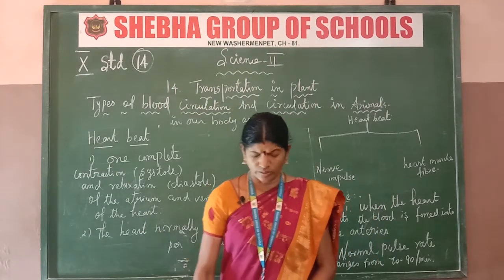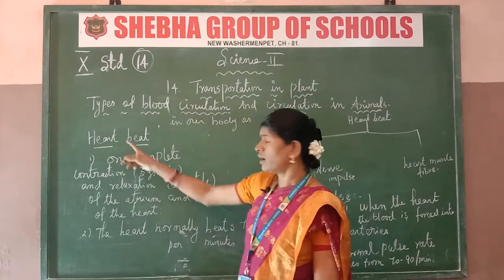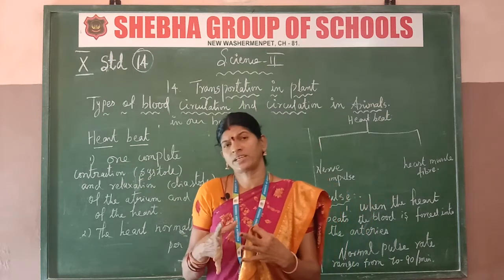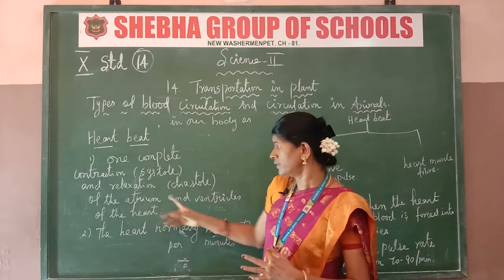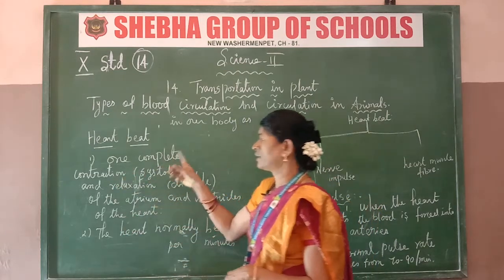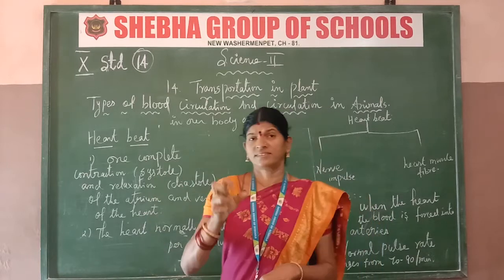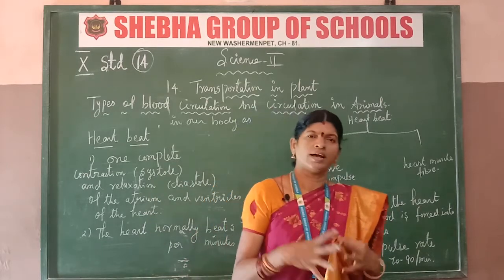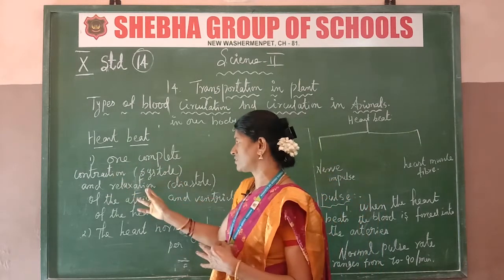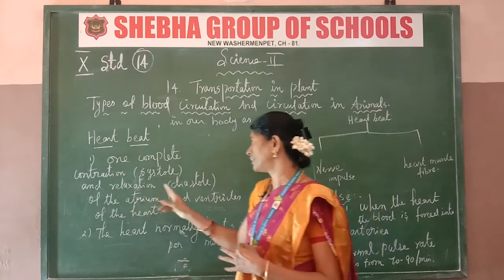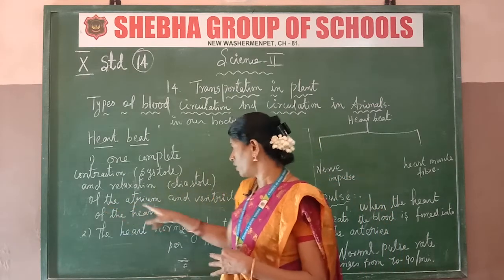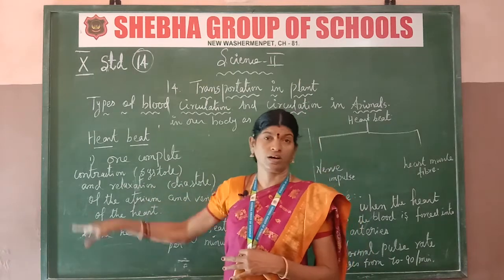Next we are going to the next topic, heartbeat. You know heartbeat? Heartbeat is the complete contraction and relaxation of the atrium. One complete contraction is called systole. Contraction means systole and relaxation means diastole. So one complete contraction, systole, and relaxation, diastole, of the atrium and ventricle of the heart. It's clear?